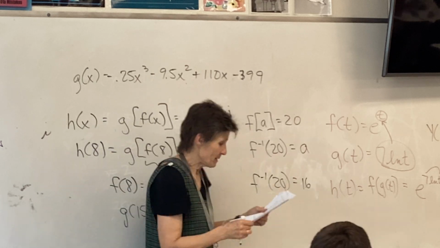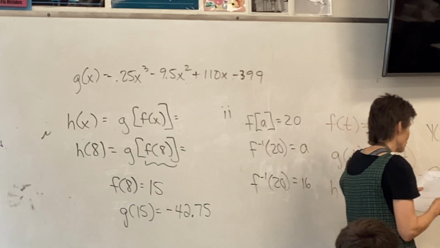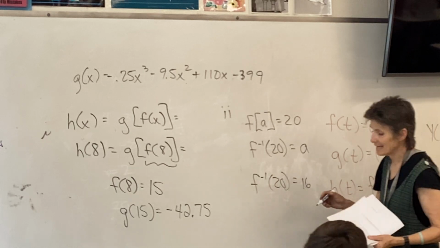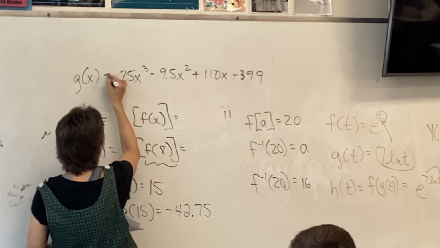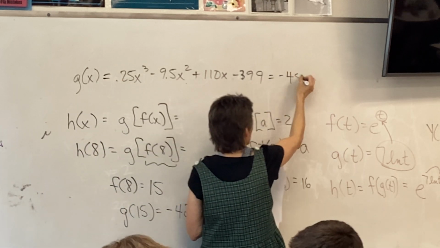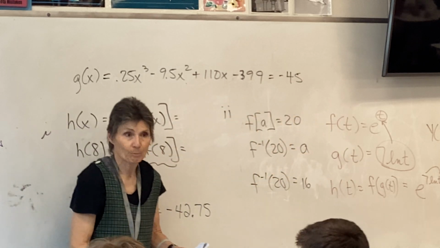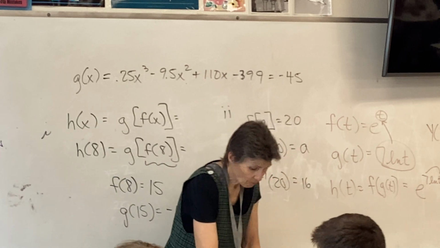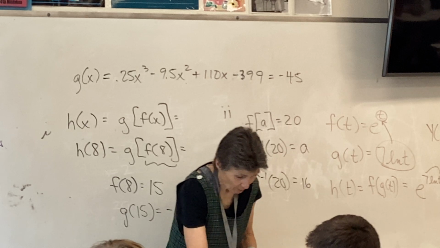All right, B. Find all the values of x for which g of x equals negative 45 or indicate that there are no such values. So don't we want this to equal negative 45? So what are we going to do? Remember, it's a calculator problem. You're going to graph it. And you can graph it however you want, either as a single equation or as two equations. But you're going to graph it.